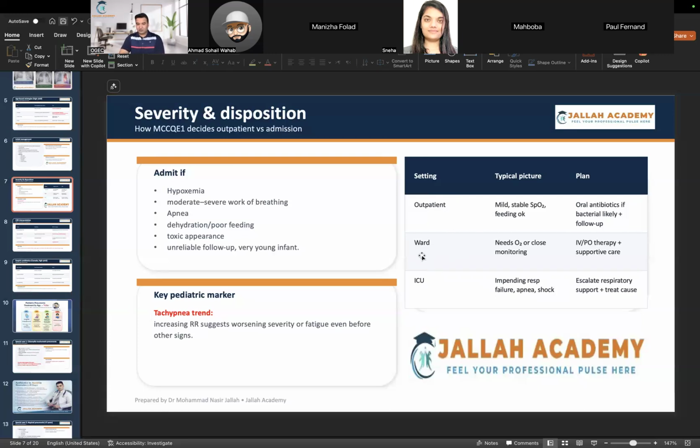Now, inpatient or ward: needs oxygen. If your patient is hypoxic and needs oxygen, then you have to admit the patient. If the patient cannot eat and drink, obviously you have to admit. These are the admission indications. Now, ICU: impending respiratory failure, apnea, and shock. Escalate the respiratory support plus treat causes.